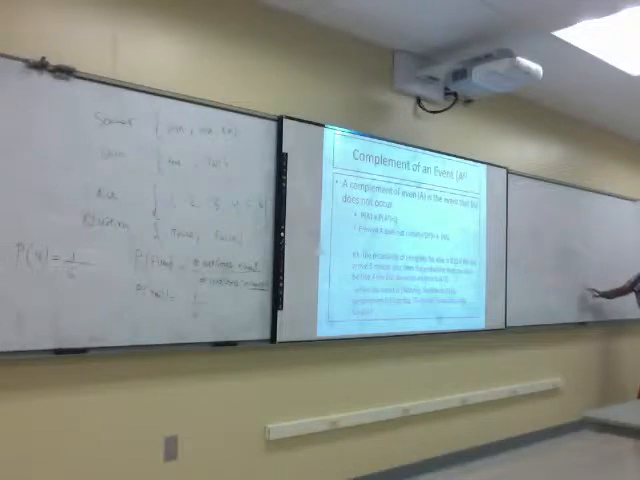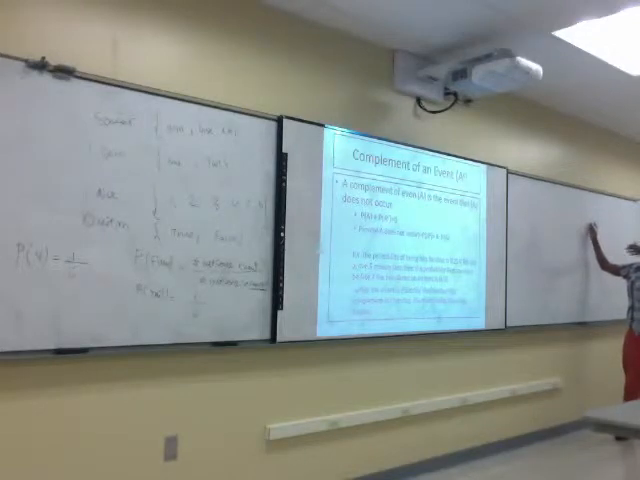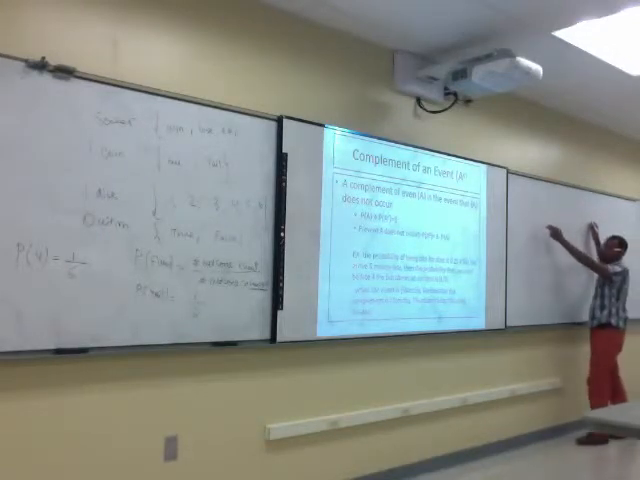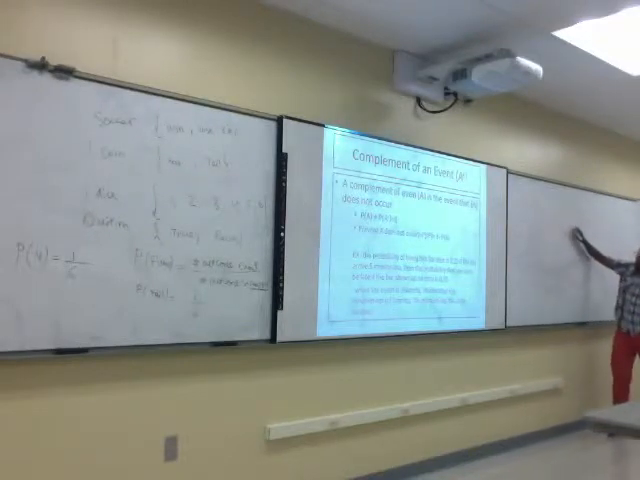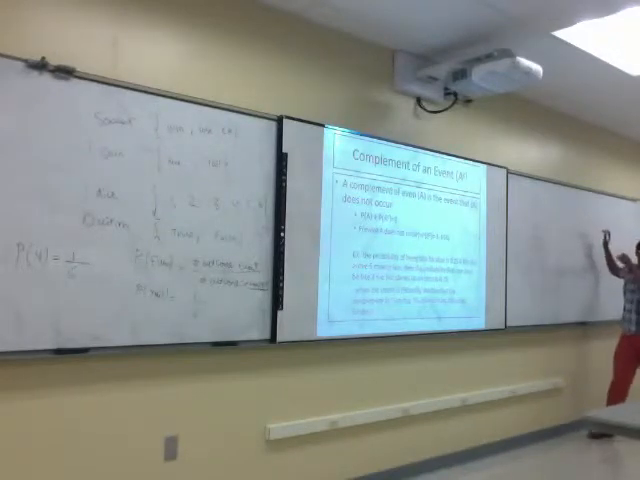Then the complement will be the event within the same sample space, because we defined that to be the sample space, the possible outcomes for your experiment. In this case, it's a dice, so I have 6 possible outcomes. So if I'm only looking for the probability of 4, the complement will be the event that doesn't occur. That will be 1, 2, 3, 5, and 6.